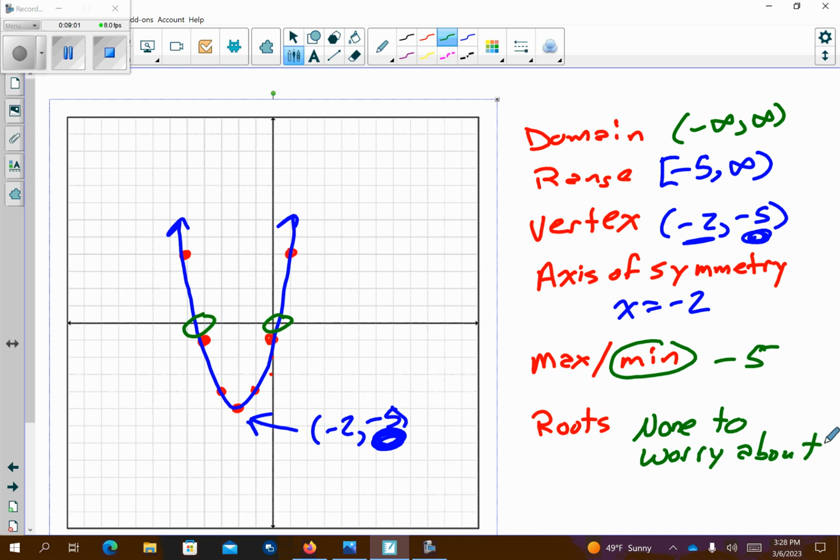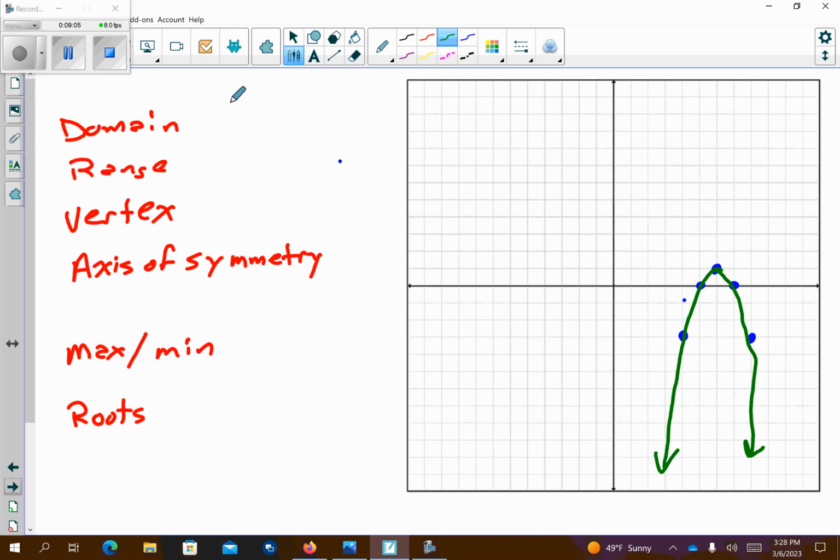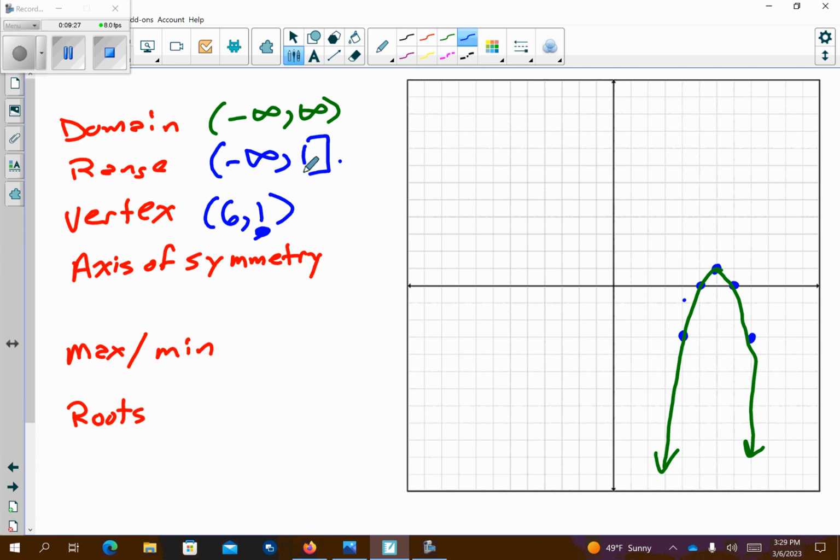Okay, so this should help you on the test. Let's look at this last one. The domain is negative to positive infinity. I need to figure out my vertex, so that looks like 1, 2, 3, 4, 5, 6. So my vertex is at 6, comma 1. My range is going to deal with the y value. So I'll go from bottom to top. So I'm coming from negative infinity, and I'm going up to 1, and that's a square bracket. My axis of symmetry is going to be x equals 6.